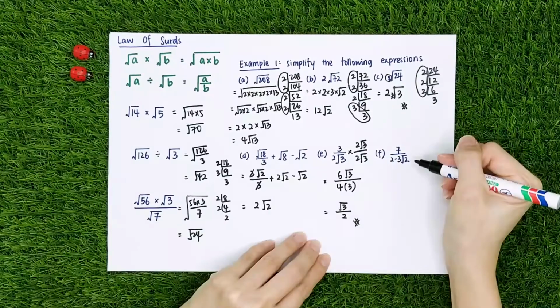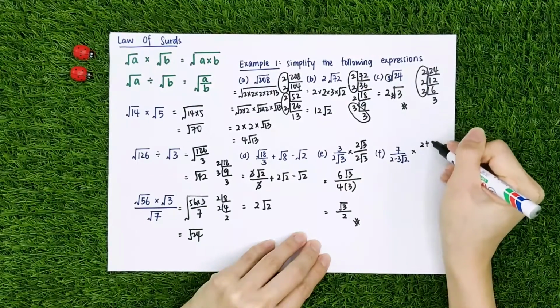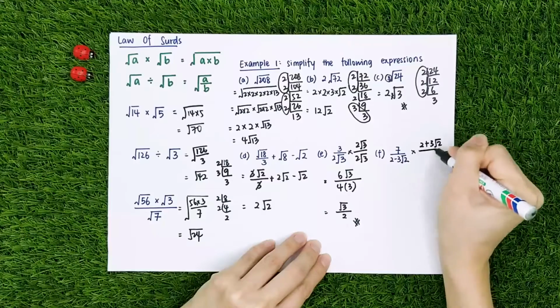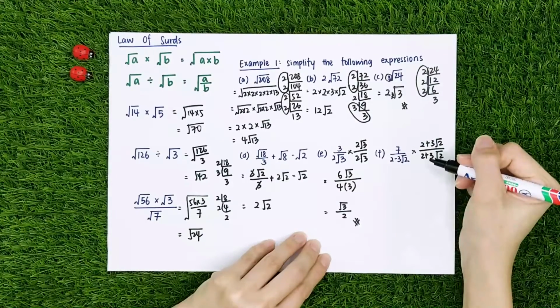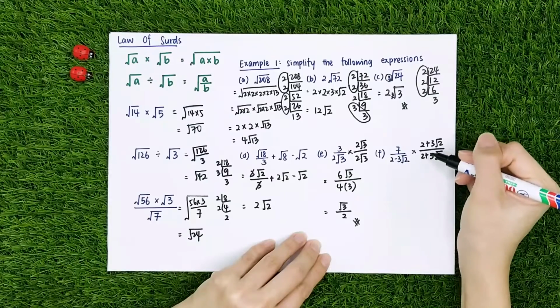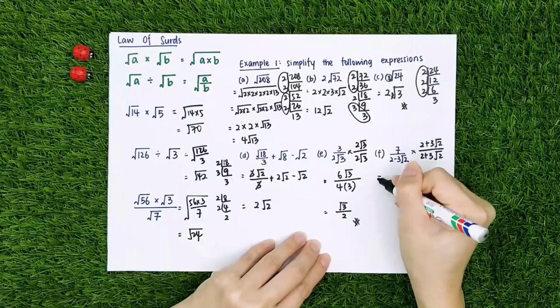Okay? Now we go to question F. For this type of question, I will directly multiply by 2 plus 3 square root of 2 over 2 plus 3 square root of 2. Later you will know why I use positive instead of negative in this question. Okay, so let's continue.